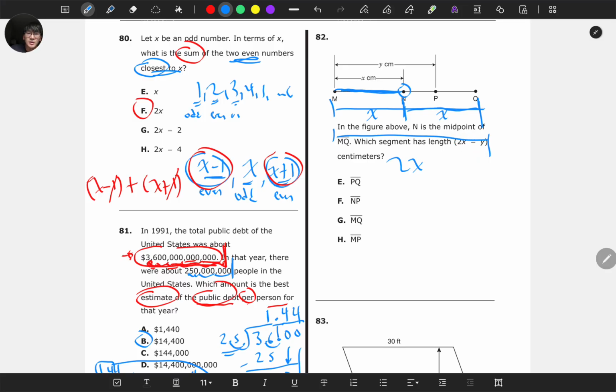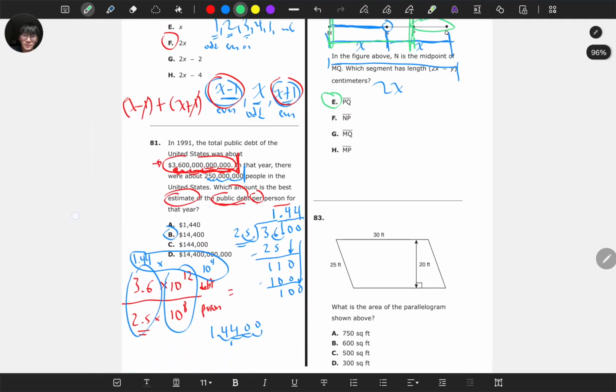So let me look at the picture. 2x and I'm deducting y. Where's y? y is here. Okay? So the whole thing is 2x and you're subtracting this. So then that means that the remaining piece has got to be PQ. So it's got to be E.